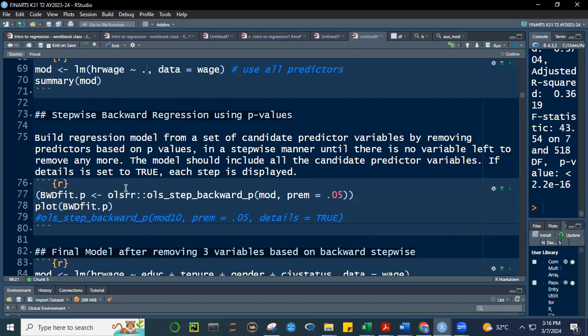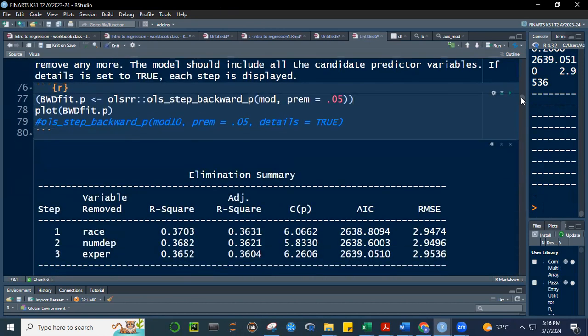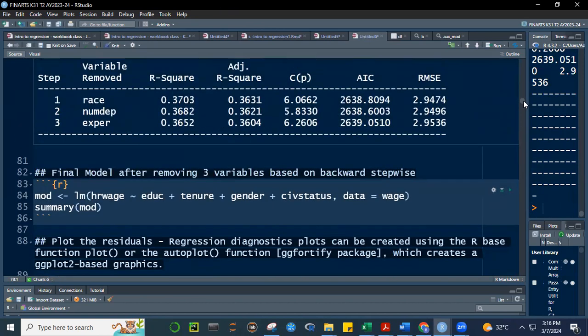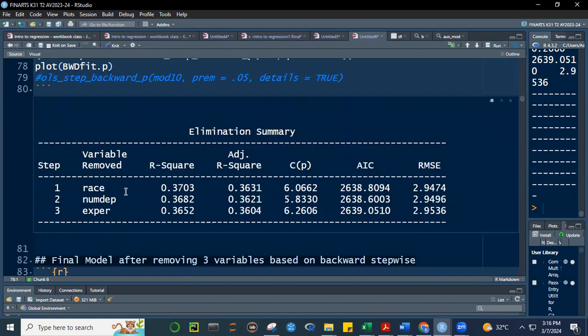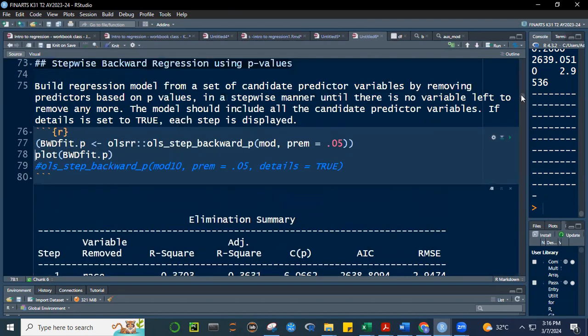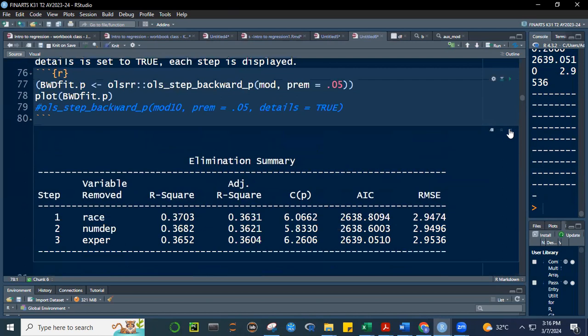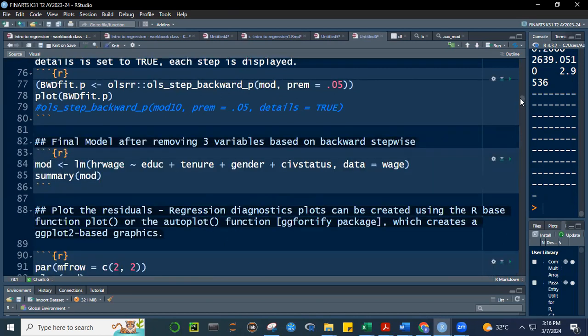So we have this using OLS step backward p, where we have to identify the level of significance, that is, what p-value the variable needs to remain. If I run this, it will tell us which variables were removed. So first race, number of dependents, and experience. So 3 variables removed out of the 7. Okay, so we can now run our model.